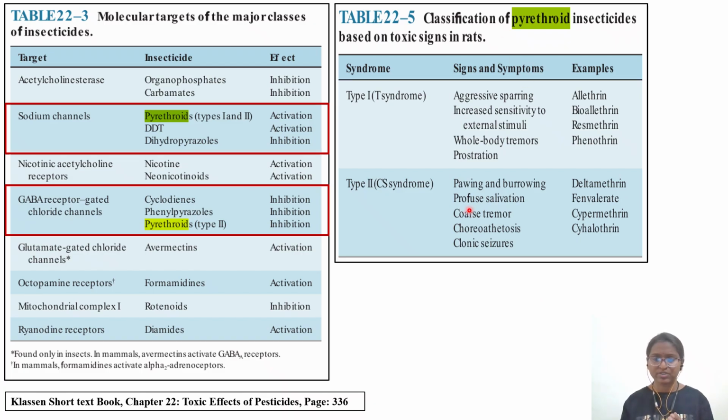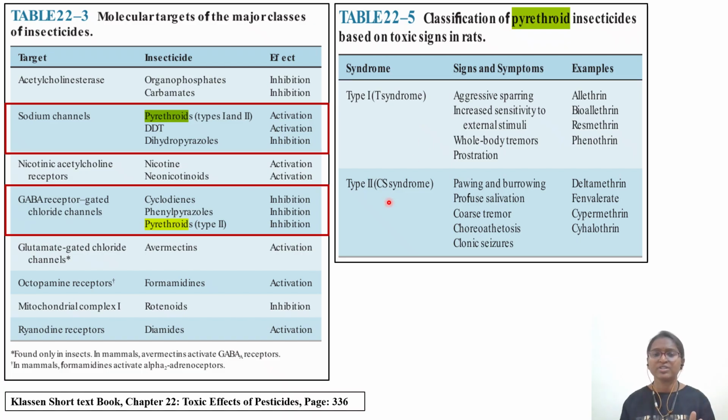So this is a very important table, that is 22.5. You keep coming across this table because they have listed the classification of pyrethroid insecticides based on the toxic signs in the case of rats. So we have type 1, that is T syndrome, and type 2, that is CS syndrome. The signs that we come across with respect to type 1 are aggressive sparring, increased sensitivity to external stimuli, whole body tremors, and prostration. These are the symptoms for type 1, the T syndrome.